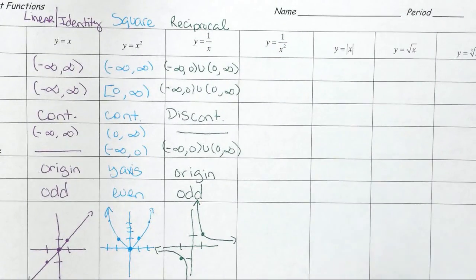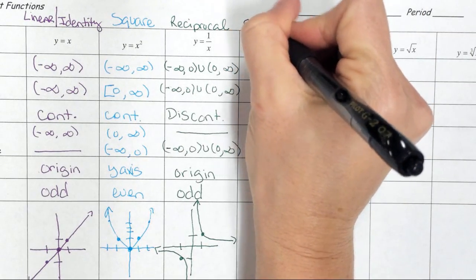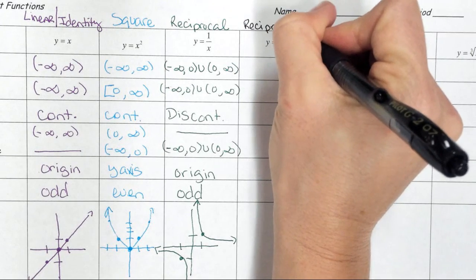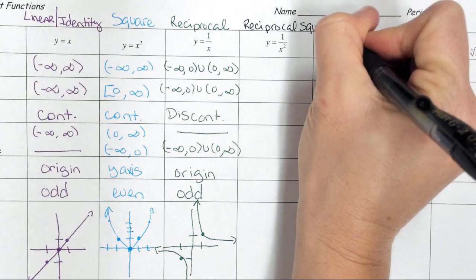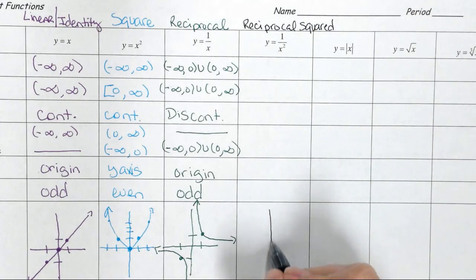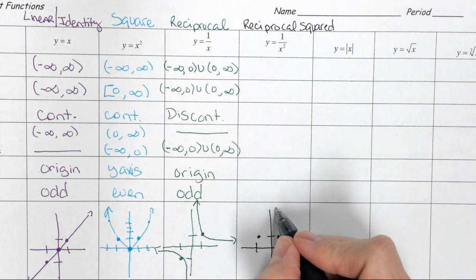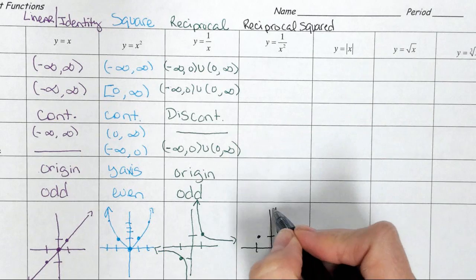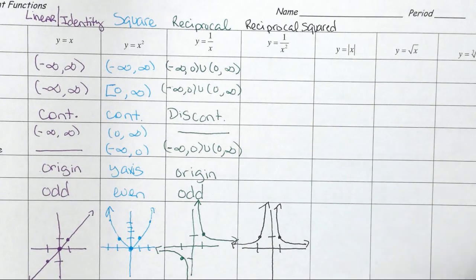The fourth function is called the reciprocal squared. It's very similar to the reciprocal function, except because it's squared, everything that was down here in quadrant 3 is now going to be up here in quadrant 2. So it's still going to be asymptotic to the x and the y axis, but they're both going to go up.